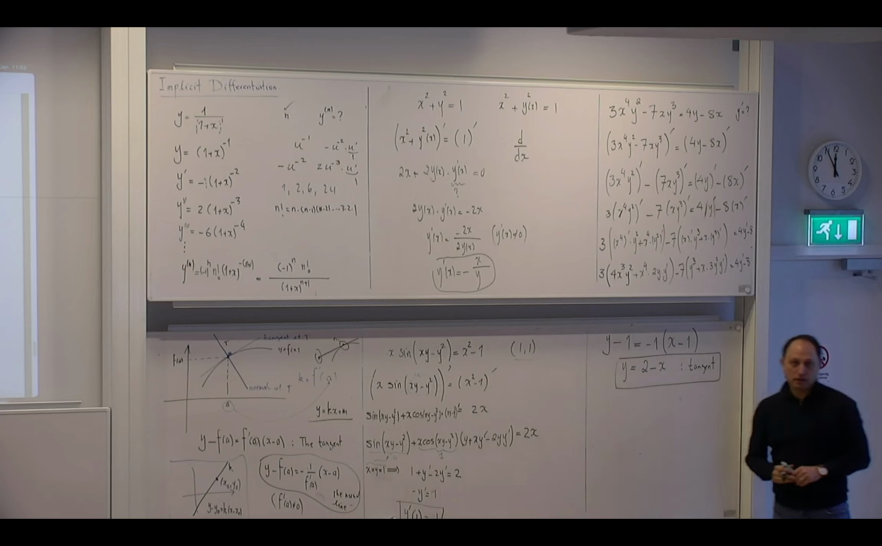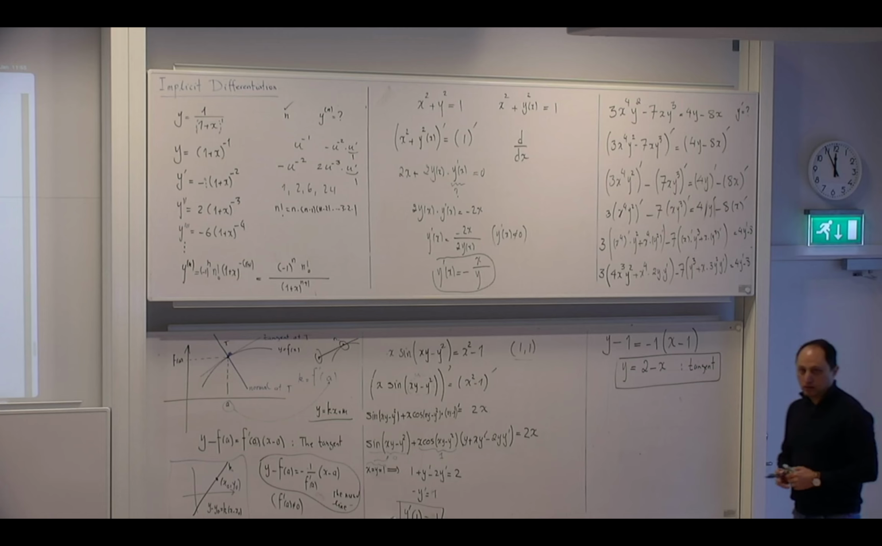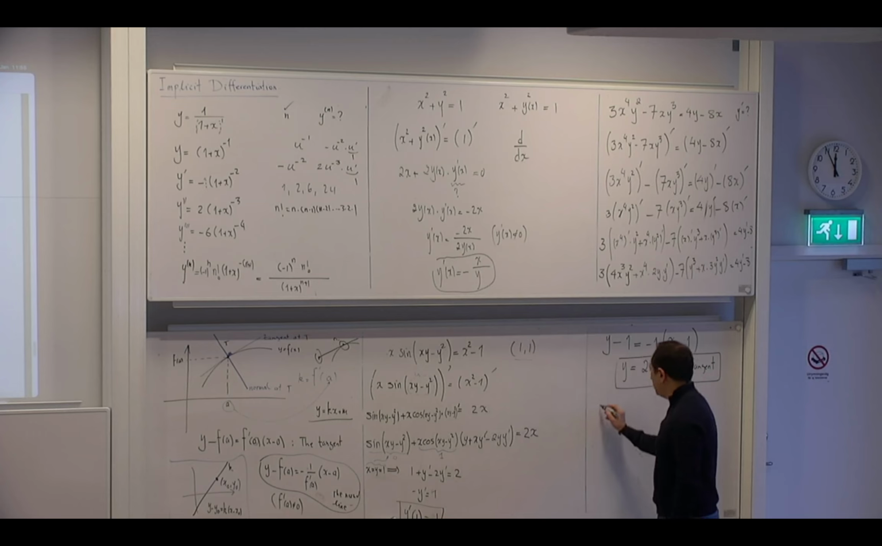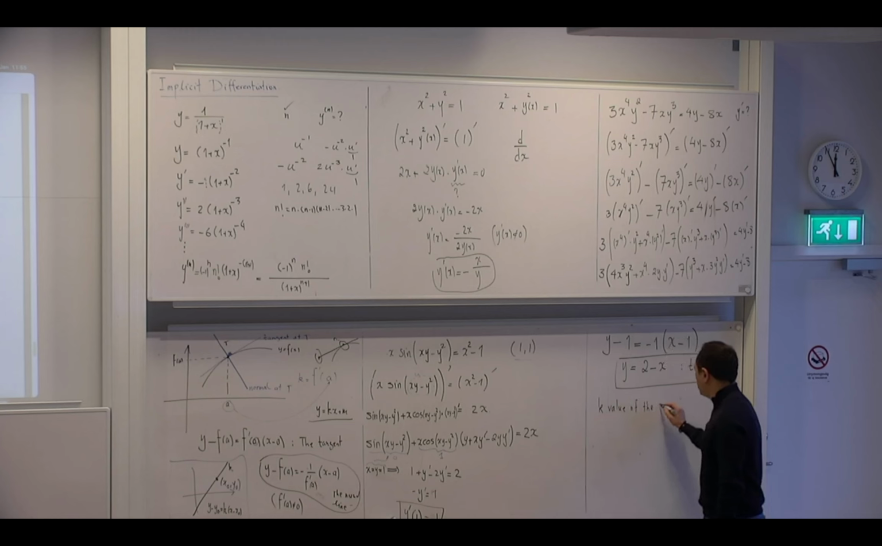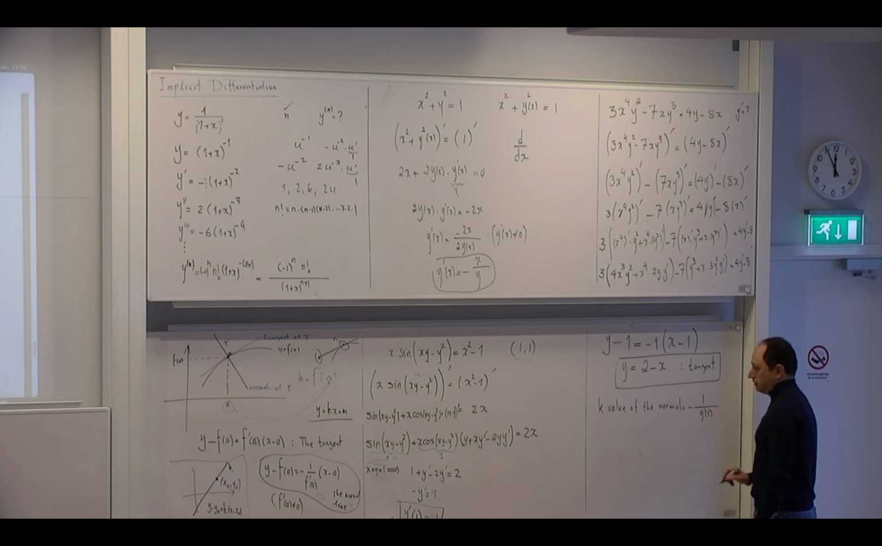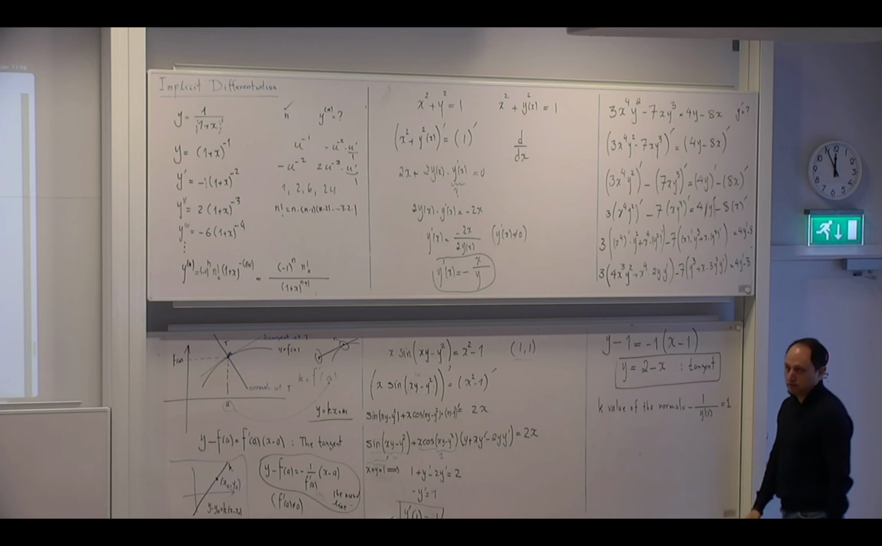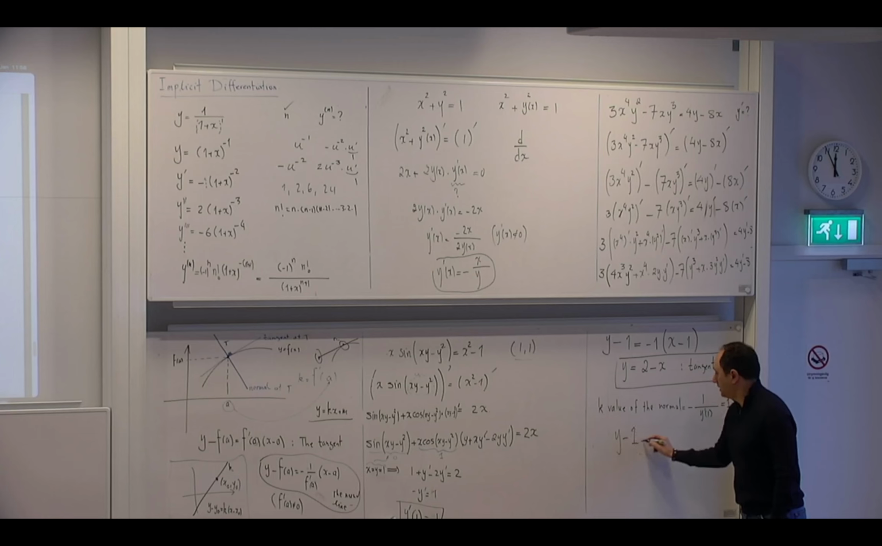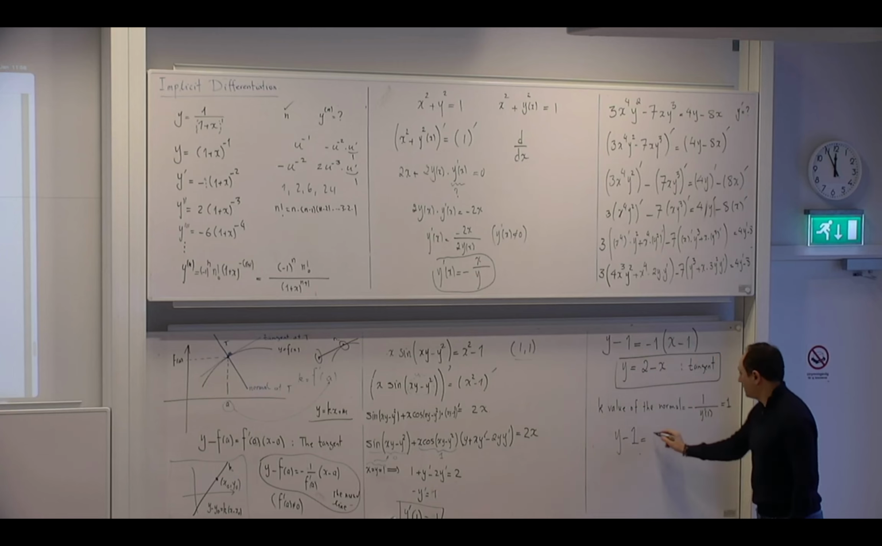Yes? Now if I want to find the normal, I need to find the k value of the normal. So the k value of the normal becomes what? Becomes minus 1 over y prime of 1. So it becomes 1. And then I put them in the same formula, so it becomes y minus 1, k value is 1 this time, times x minus 1. So if I simplify it, y becomes equal to x. This is the normal.